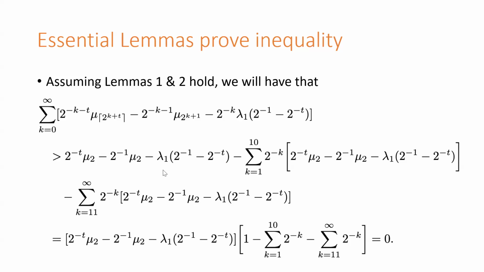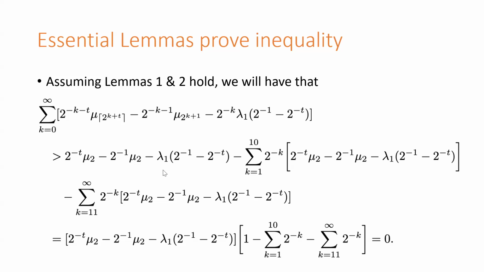if you just assume these lemmas 1 and 2, you immediately have the inequality you're trying to prove. Because you take the original thing, we're trying to show this is positive, you take out the first term, you split the sum into k equals 1 to 10 and 11 to infinity, and then use those lemmas: this thing turns into this times 2 to the negative k, this thing turns into this times 2 to the negative k, and the entire thing just goes to 0.